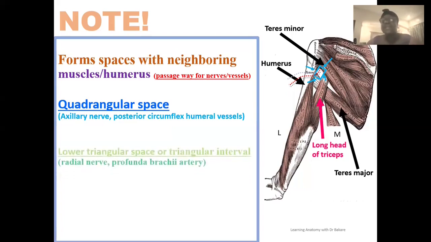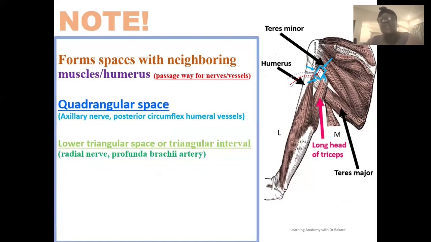Then the next space that we have is the lower triangular space, and this is what is carved out here in green. This lower triangular space can also be referred to as a triangular interval. This space is seen to be triangular in shape, which means it will be bordered by three structures. So if you look at the superior region here, you see that it is bordered by the teres major, while laterally here, you see that it is bordered by the humerus.